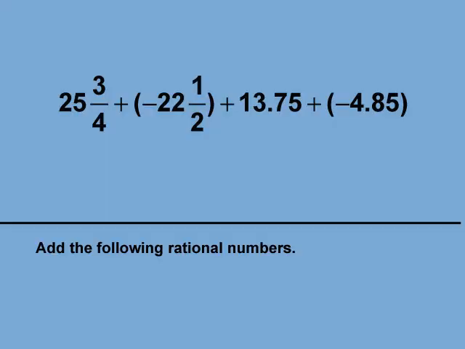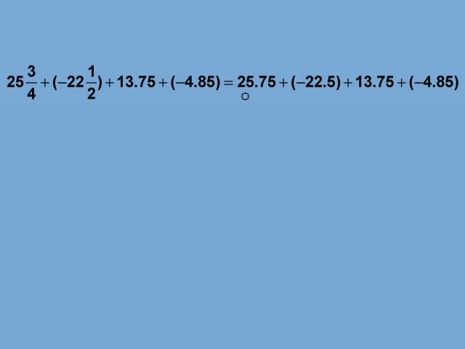Add the following rational numbers. This is a combination of mixed numbers and decimals. To simplify the addition, convert the mixed numbers to decimals. We end up with this expression: 25.75 plus negative 22.5 plus 13.75 plus negative 4.85.